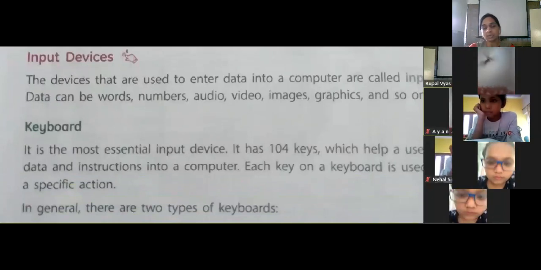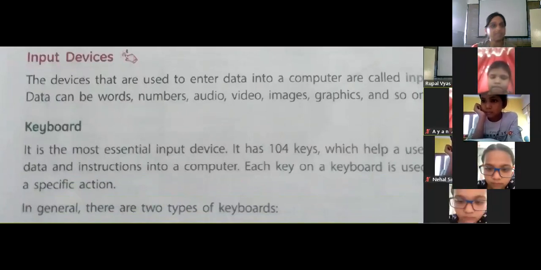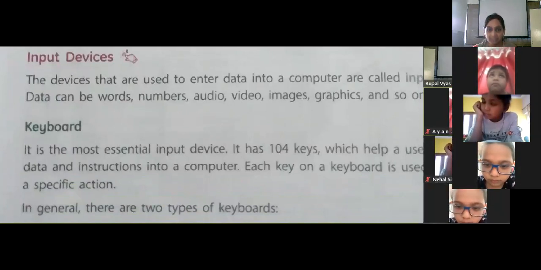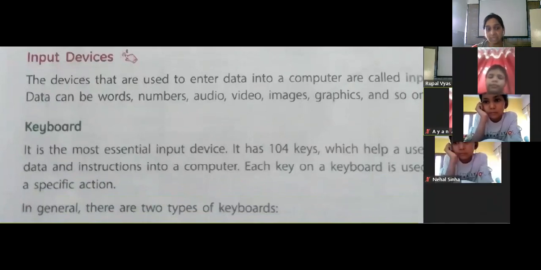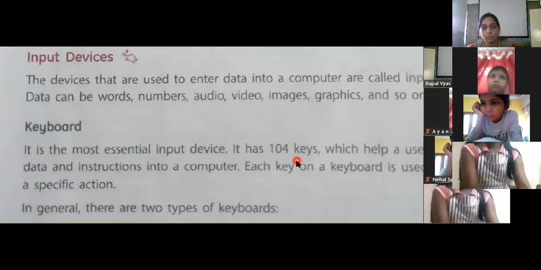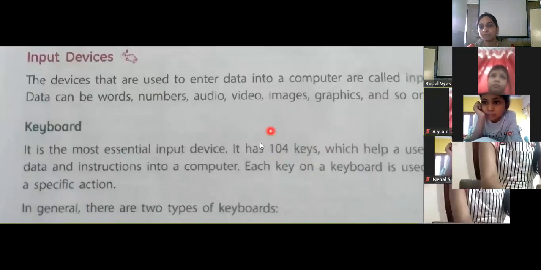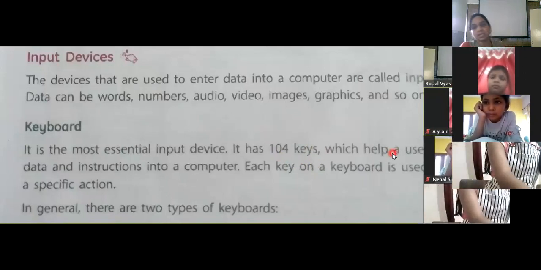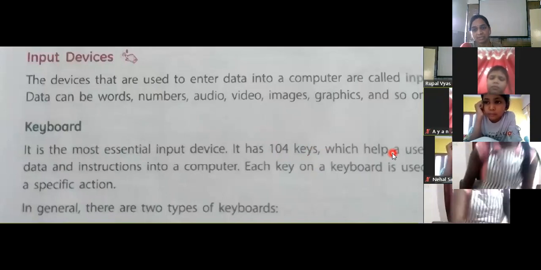In a computer, if you want to write any letter or any number, then we need a keyboard. And in the keyboard we have 104 keys. How many keys do we have? 104 keys we have. So in the keyboard we have a total of 104 keys.